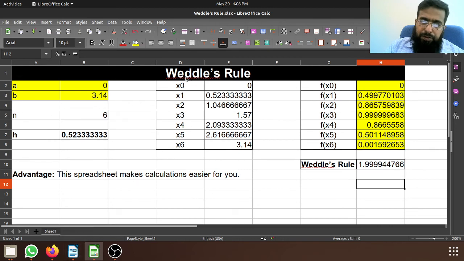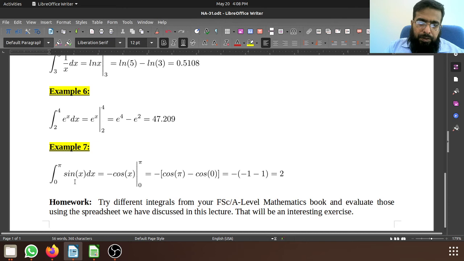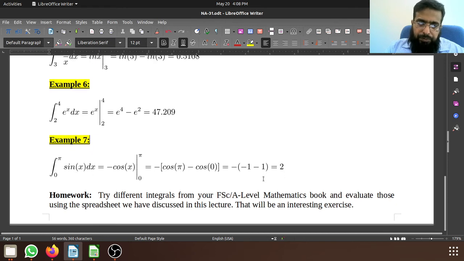So even Weddle's rule works fine. It gives you the value of a definite integral very close to its actual value.